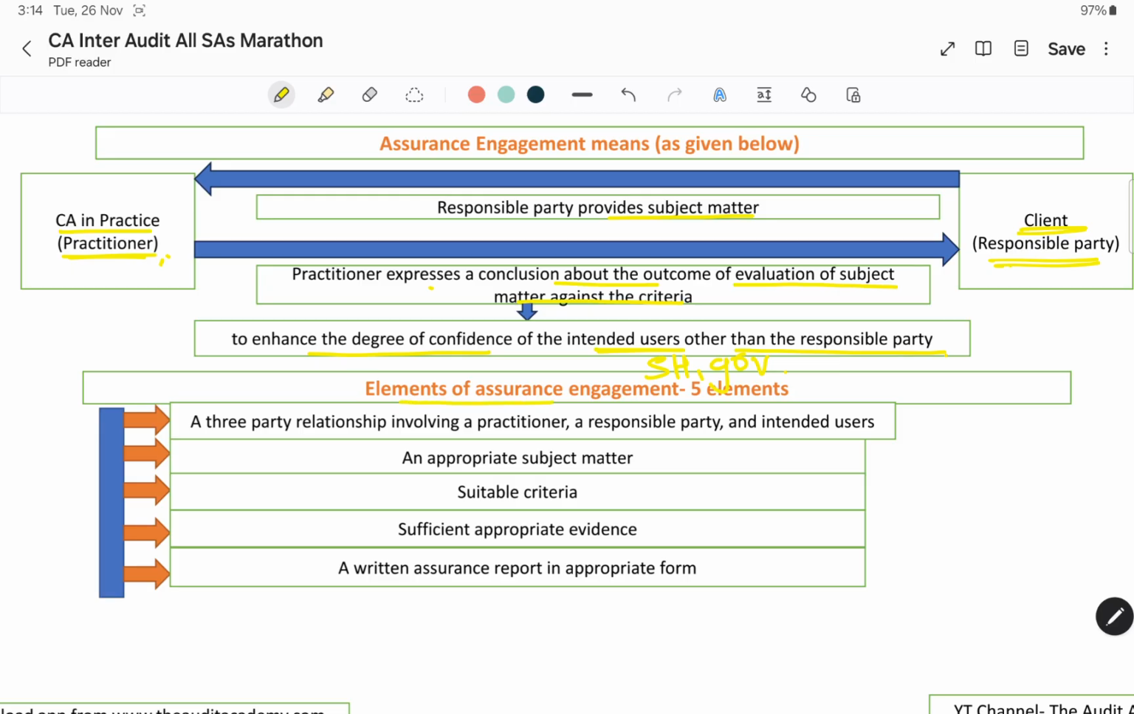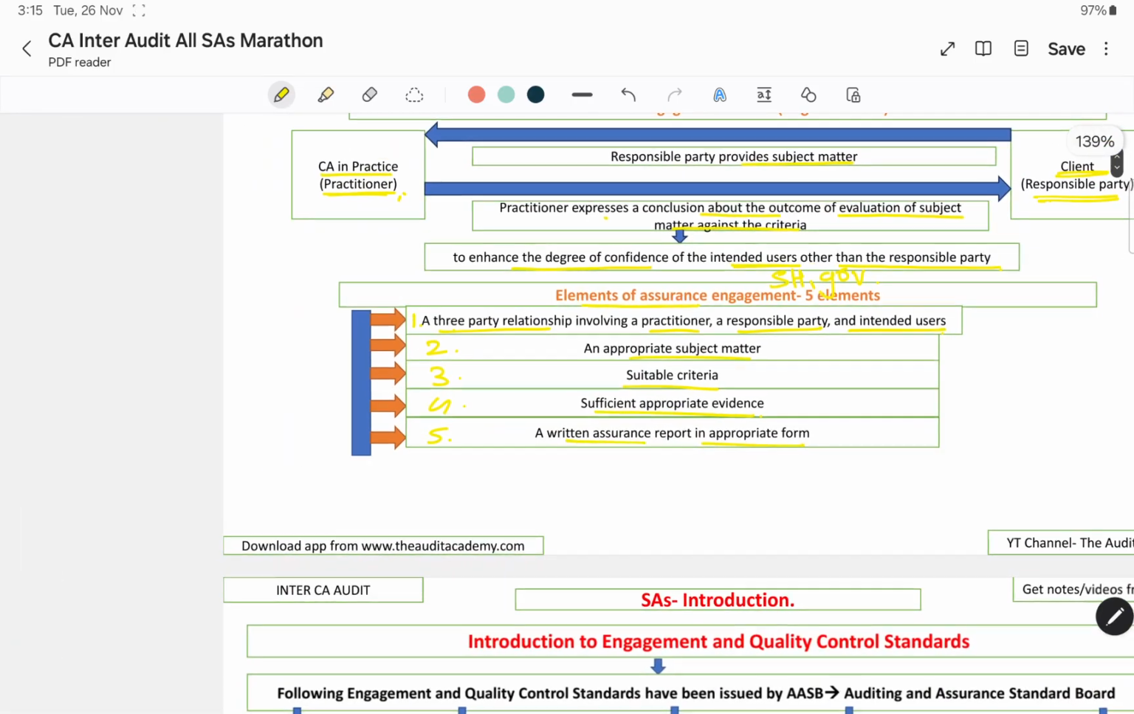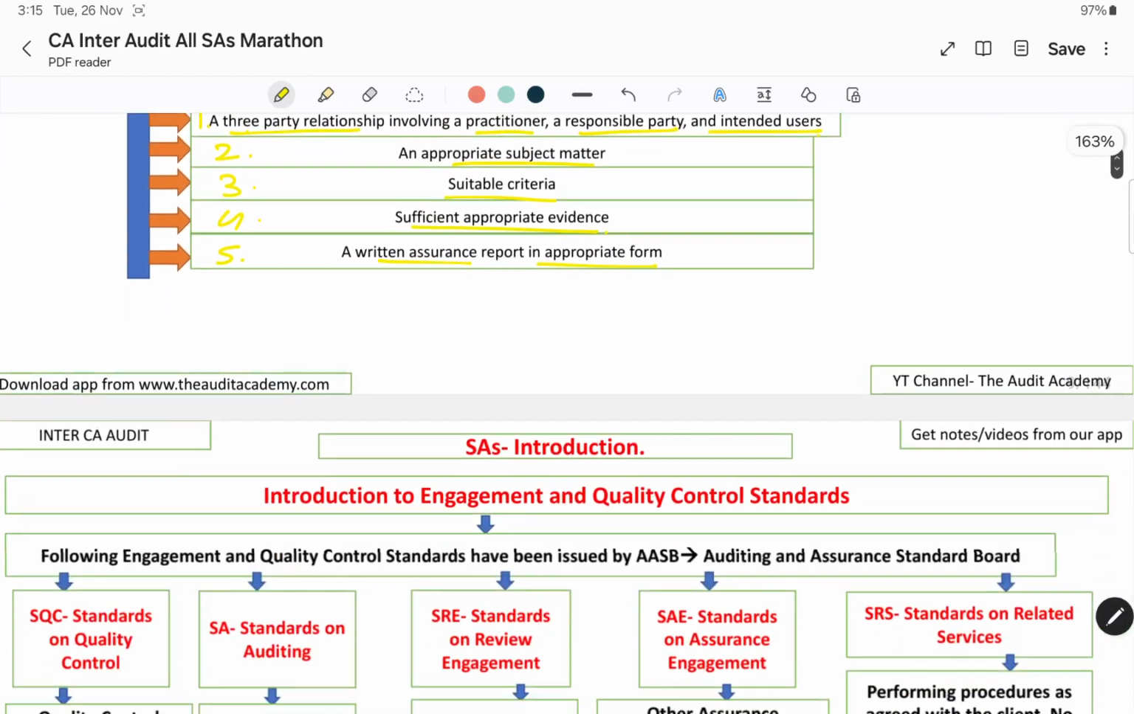Elements of the assurance engagement. There are 5 elements of the assurance engagement. The first is a three-party relationship involving a practitioner, responsible party, and intended user. Second is an appropriate subject matter. Third is suitable criteria. Fourth is sufficient appropriate evidence. And fifth is a written assurance report in appropriate form. So these are the elements of the assurance engagement.